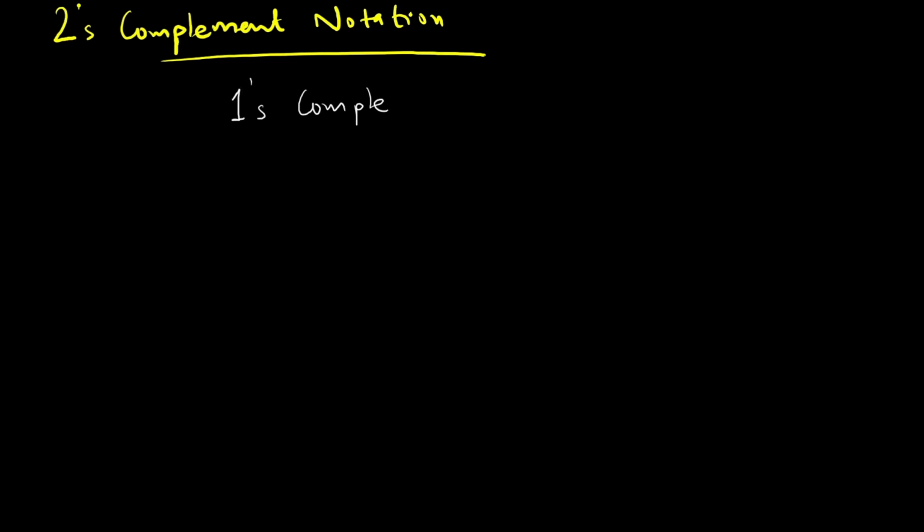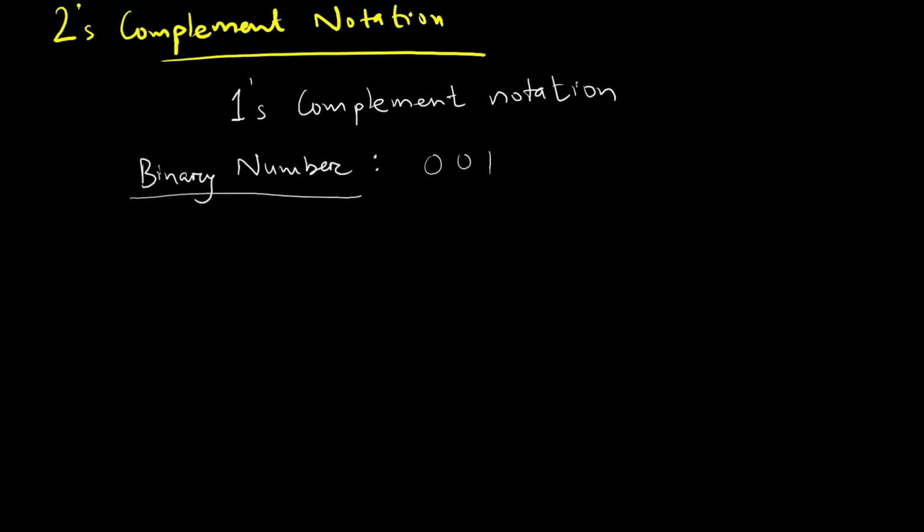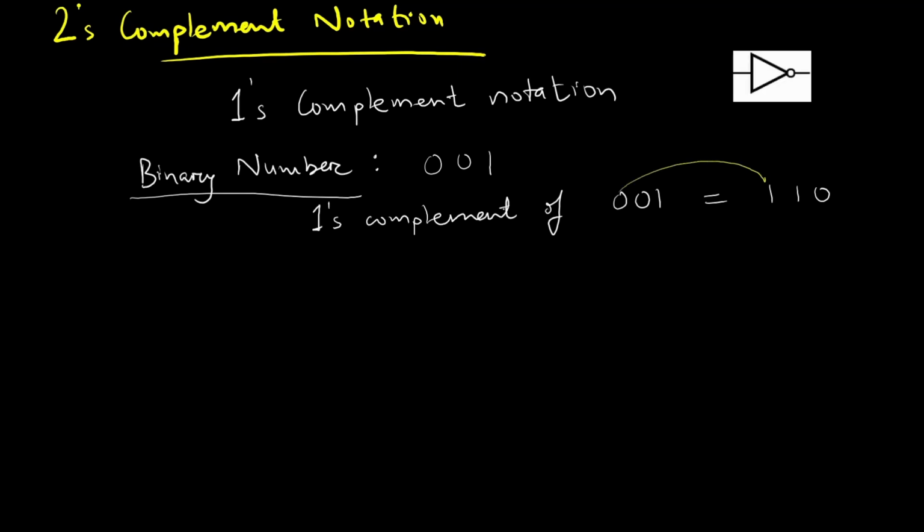First, we need to understand what is 1's complement of a number. Say you have got a number 001, obviously the binary number 001. 1's complement of 001 is nothing but 110. What did I do here? I just inverted each bit of 001 as in case of NOT gate. 1 becomes 0 and 0 becomes 1. So 1's complement of 001 is 110.